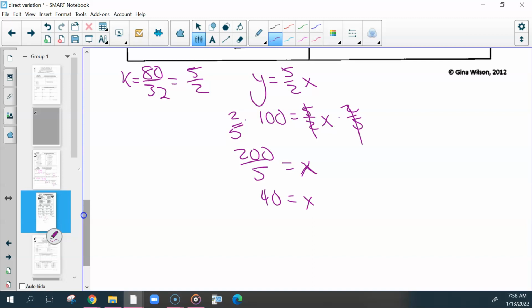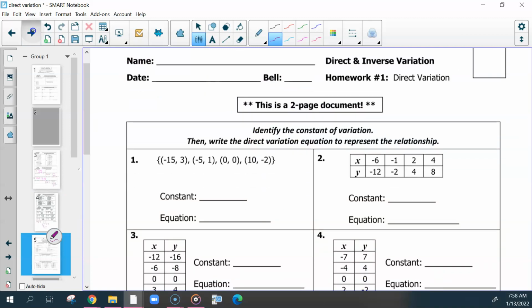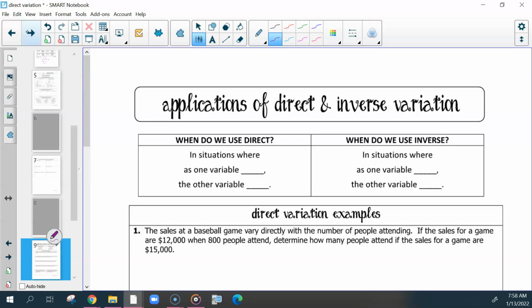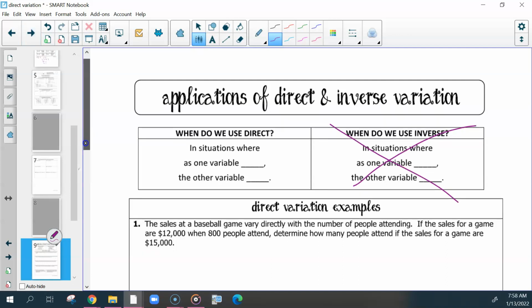Any others? Move on to the next page. My pages are out of order. You guys don't have this part. You'll see it again when we get to inverse application.